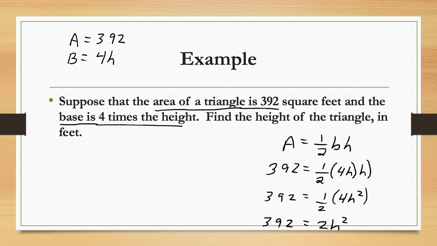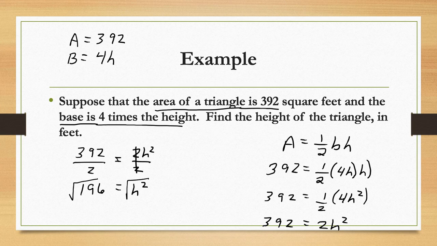We'll continue by dividing both sides of the equation by 2. So that's going to give me H squared on the right and 196 on the left. We'll now take the square root of both sides. And that gives me a height of 14. So my answer will be 14 feet.